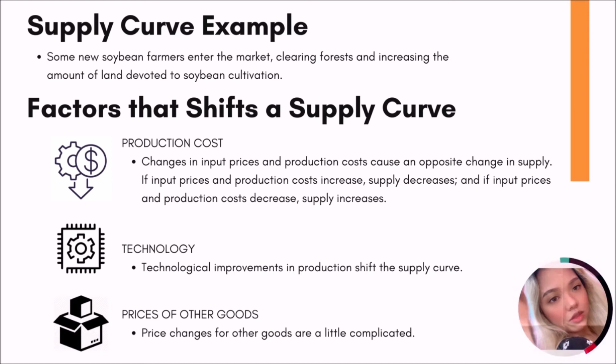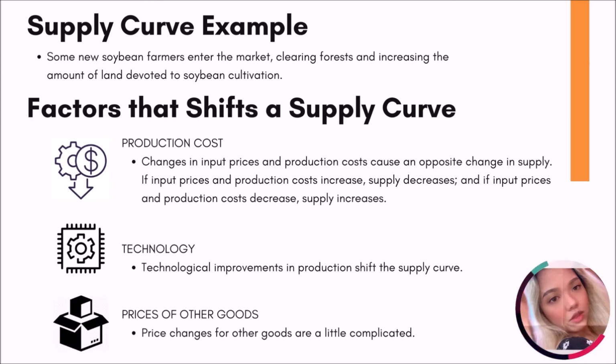In other words, supply will increase. And to put things more clearly, there are factors that shift a supply curve, and this includes production cost. Input prices and resulting production costs are inversely related to the supply. In other words, changes in input prices and production costs cause an opposite change in the supply. If input prices and production costs increase, supply decreases, and if input prices and production costs decrease, supply increases.